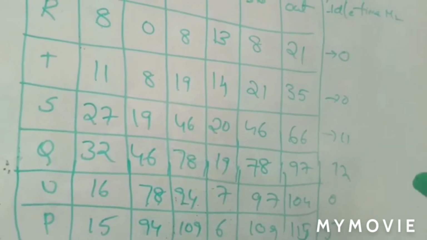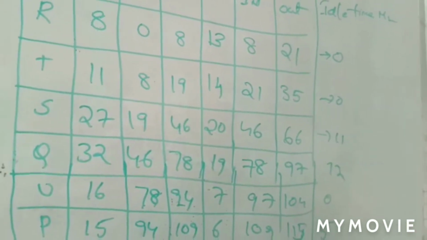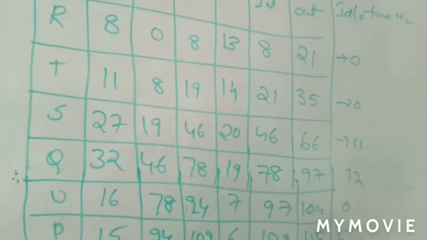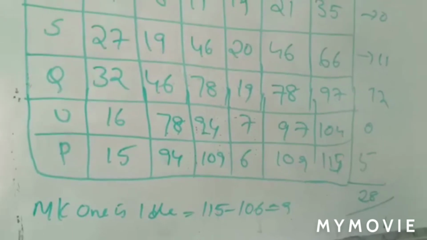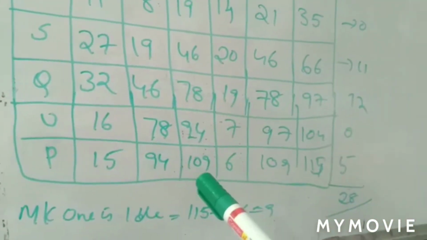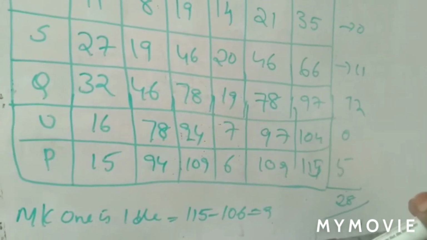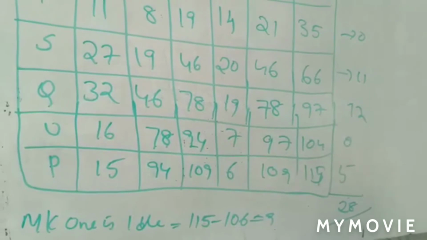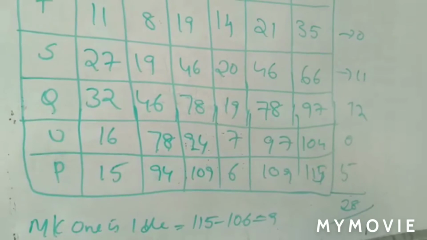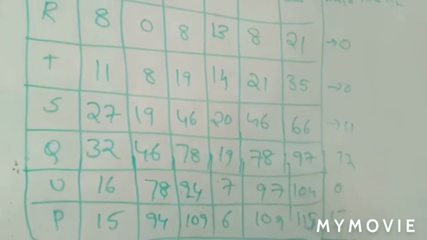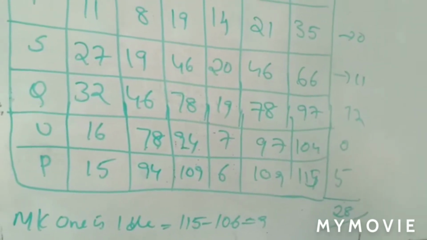Only when the process is completed will your product be out, right? So try to reduce the idle time for machine 1 or machine 2, whatever it is. If you want to calculate idle time for machine 1, it is simply the total out time for machine 2 minus the total out time for machine 1. 115 minus 106, so that is 9. So the total idle for machine 1 is 9 and for machine 2 is 28.